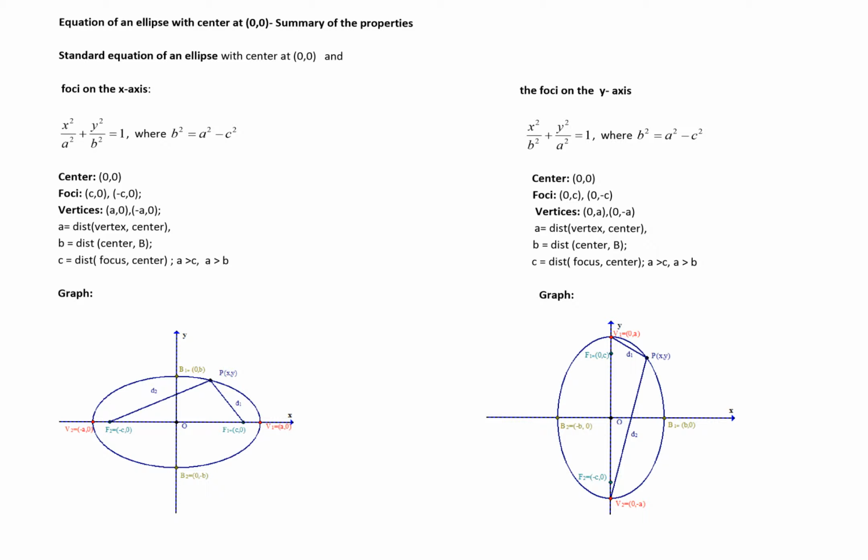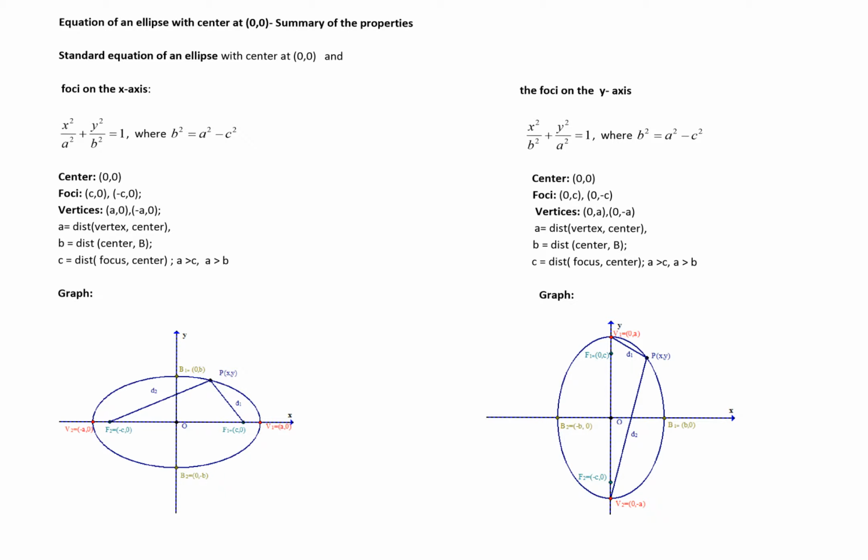The equation of the ellipse with the center at (0, 0) and the foci on the x-axis was x squared over a squared plus y squared over b squared is equal to 1. And b was a positive number such that b squared was a squared minus c squared. So the center was at the origin. The foci were at the points (c, 0) and (negative c, 0), where c was the distance between the focus and the center.